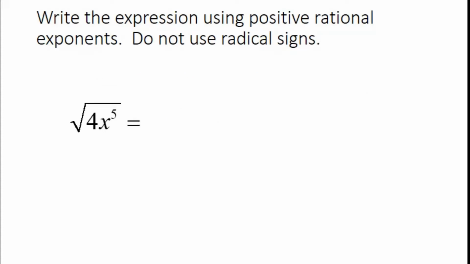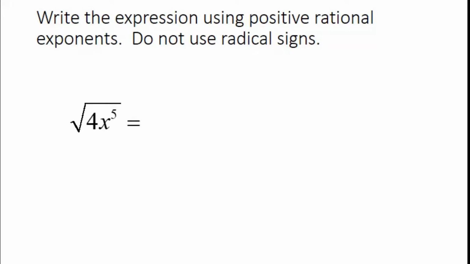In order to simplify this, let's rewrite this. Remember that every radical can be separated. For example, if I have radical 25, this is the same as saying radical 5 times radical 5. Or if I have radical 64, this is the same as saying radical 4 times radical 16.